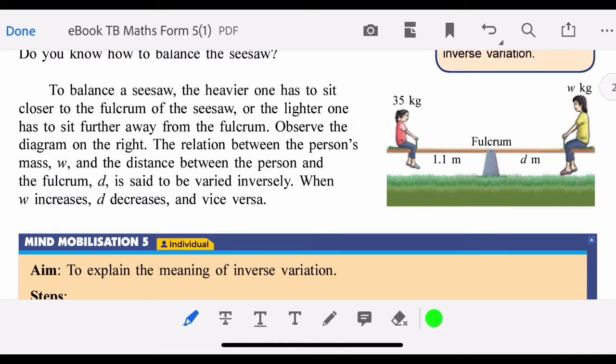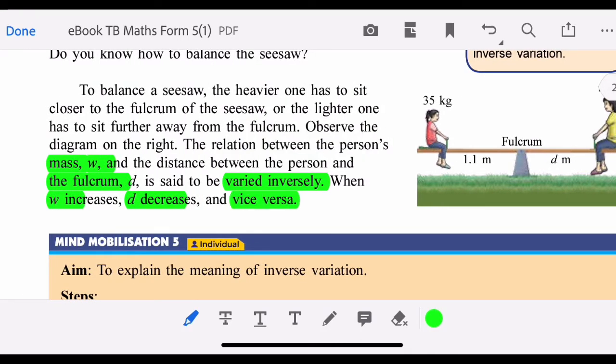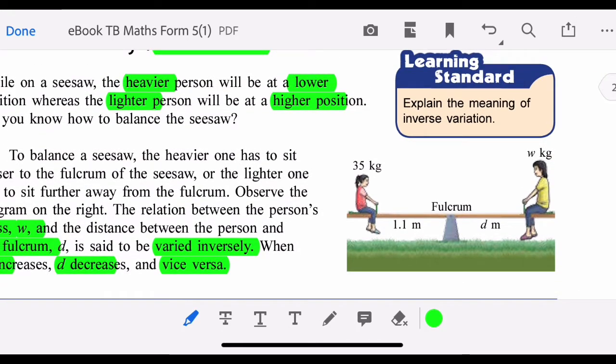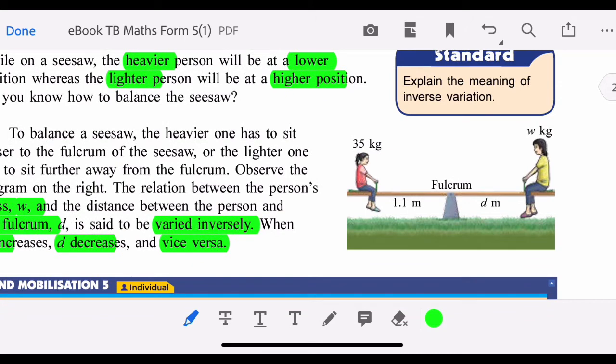Observe the diagram on the right. The relation between the person's mass and the distance between the person and the fulcrum is said to be inversely related. When the mass increases, the distance d decreases, and vice versa. So, explain the meaning of inverse variation by observing the seesaw.